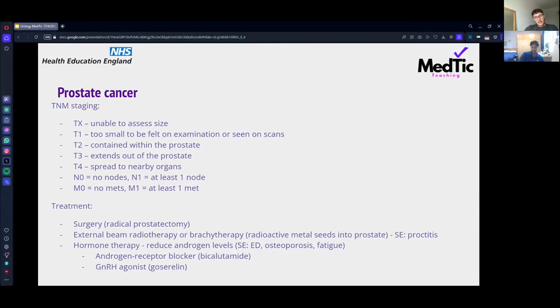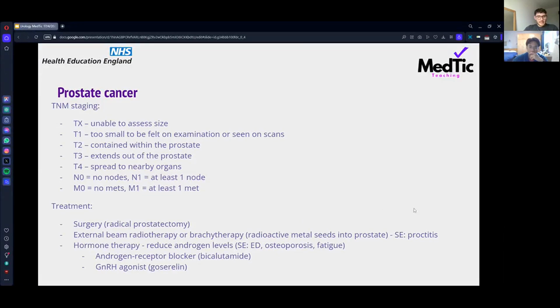However, as we spoke about earlier, most prostate cancers present a bit later, so wouldn't be amenable to surgery. Radiotherapy is one of the mainstay treatments, so you can do external beam radiotherapy or brachytherapy, where you insert radioactive seeds within the prostate, and it's a prolonged delivery of the radiotherapy. Proctitis is one of the side effects, and there are complications that lead to lots of side effects for these patients.